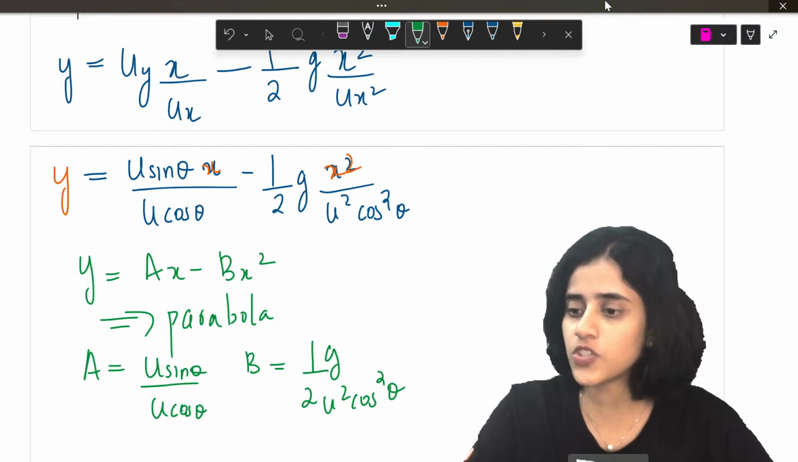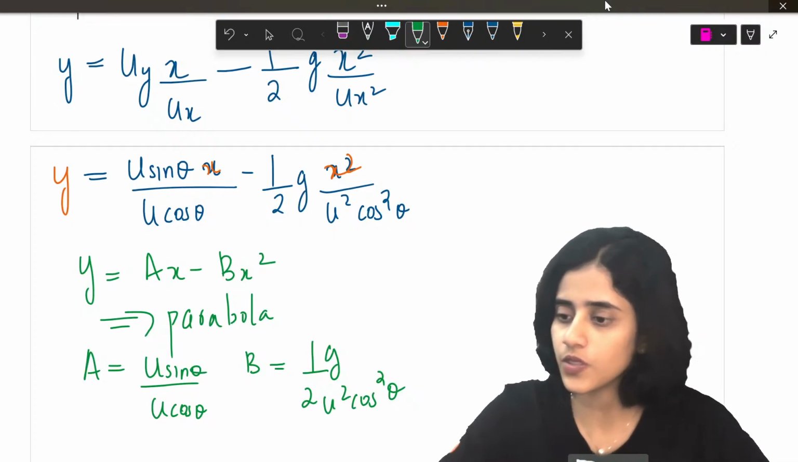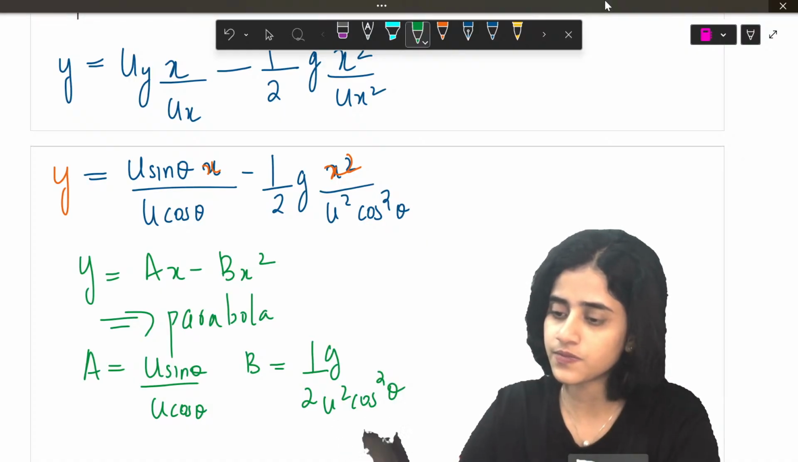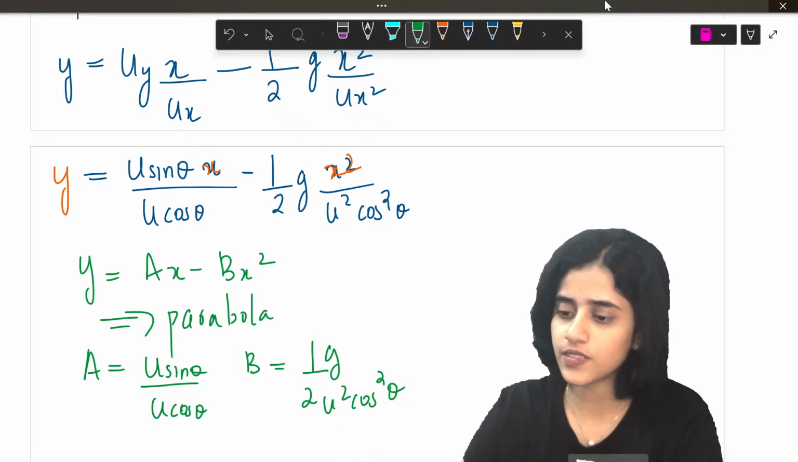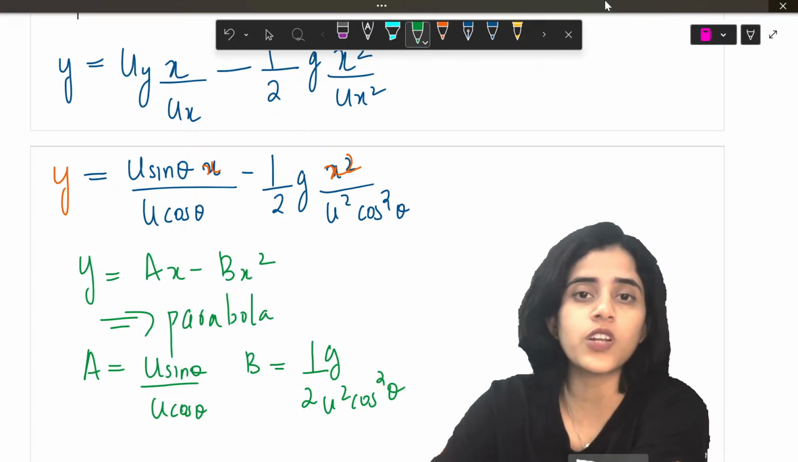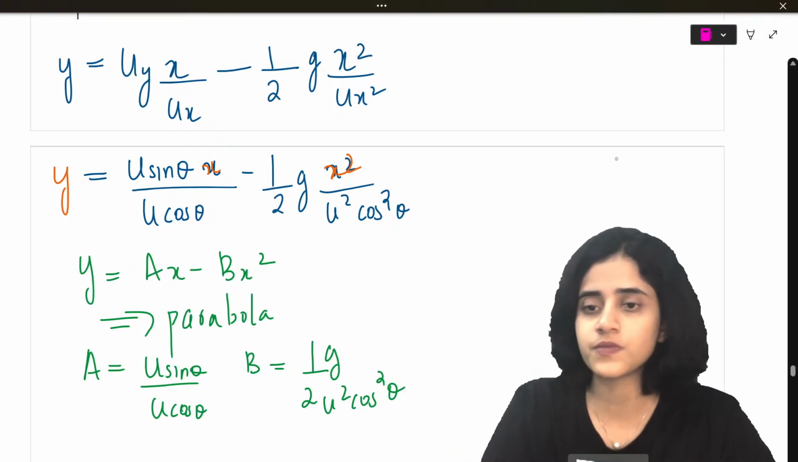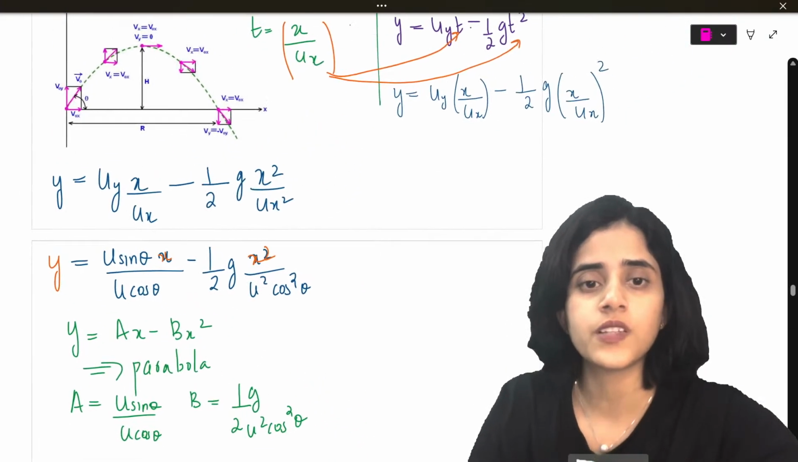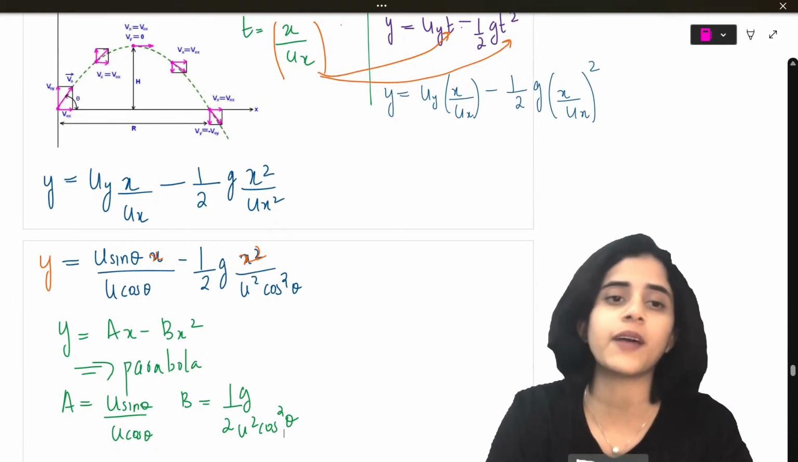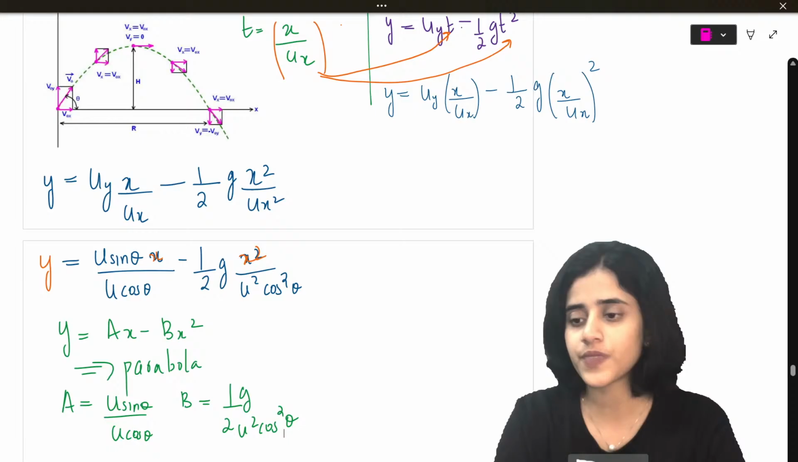Do you understand this much? Okay, is this clear? Is this clear, all of you? So this is how you can show that it is a parabola.